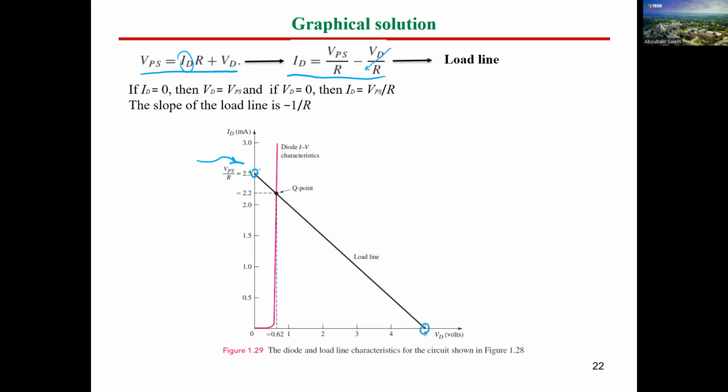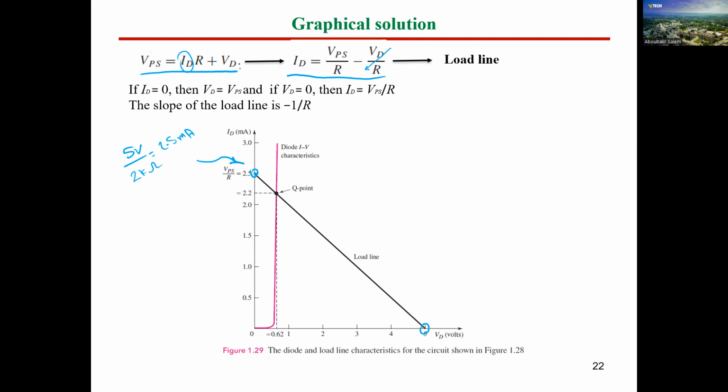So again, at this operating point, 5 volts divided by 2 kilo ohms is going to be 2.5 milliampere. So this is the current ID at VD equals 0, and this is going to be our first point. And since this is a straight line equation, we need just 2 points to draw it.